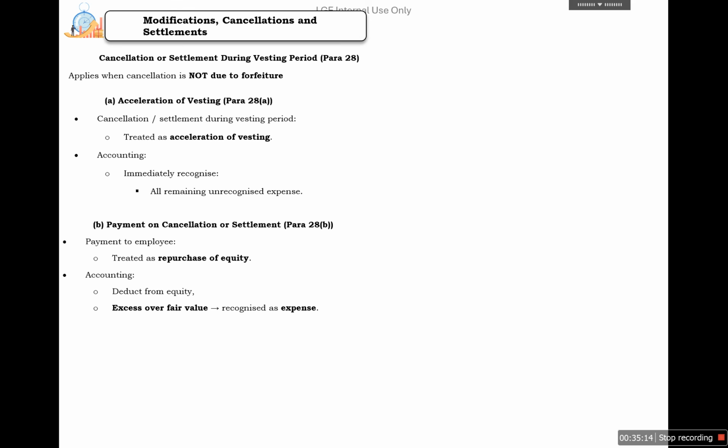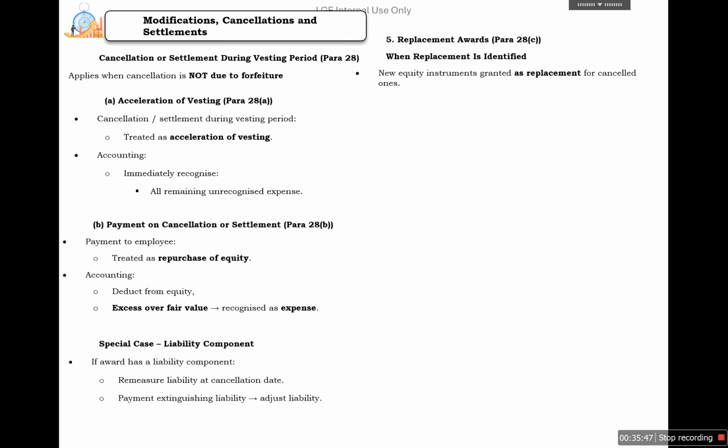So we need to deduct from the equity, and the excess of whatever we have paid we need to recognize as expense. For example, the equity portion was 100, but we have paid 110. So 100 we will reduce from the equity and 10 we will book as an expense. In case the award has a liability component, we need to remeasure the liability at the cancellation date and adjust the liability with the payment.